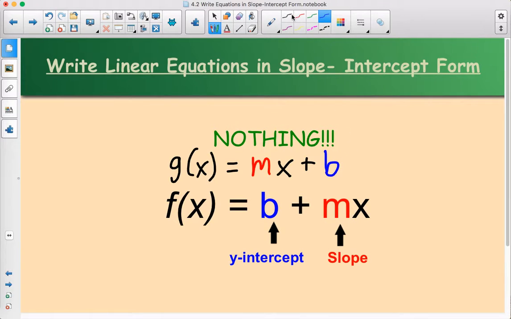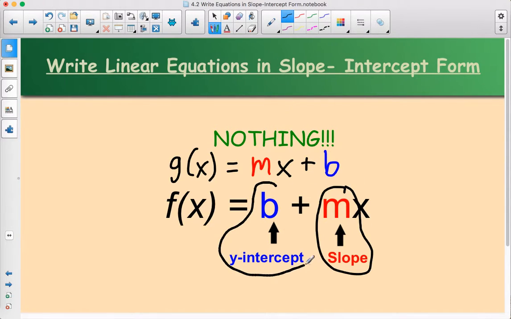You just need to know that the number next to the x is the slope, and the value all by itself is always your y-intercept. Okay? So it doesn't matter if you write it in function notation or if you write it with a y. When you simplify point slope form, you will get slope intercept form. Okay?